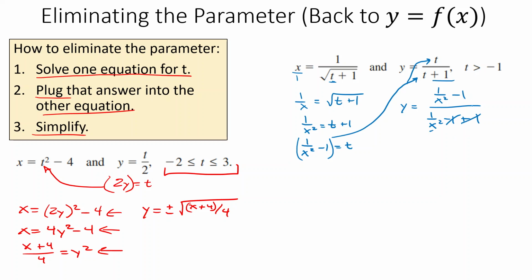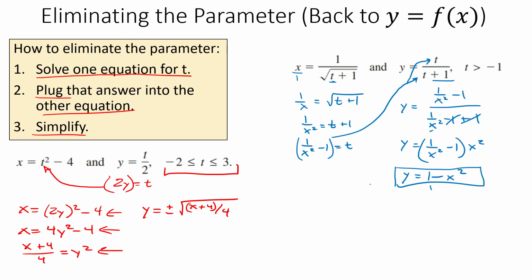I can just flip and multiply this guy. So I get y equals 1 over x squared minus 1 times this guy flipped over, which is just x squared. And if I bring that through, I get y equals 1 minus x squared. And that's much easier to graph than trying to graph this parametric equation. And this is just a parabola opening down, shifted up 1. All right, so that's one way to get rid of a parameter.